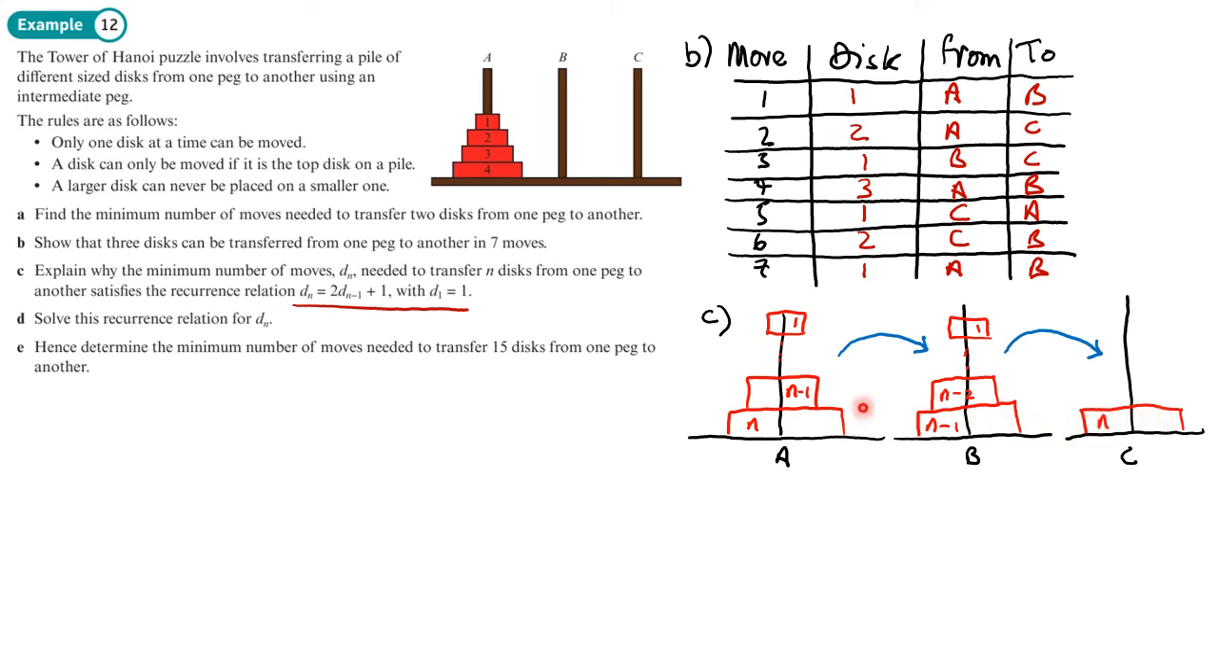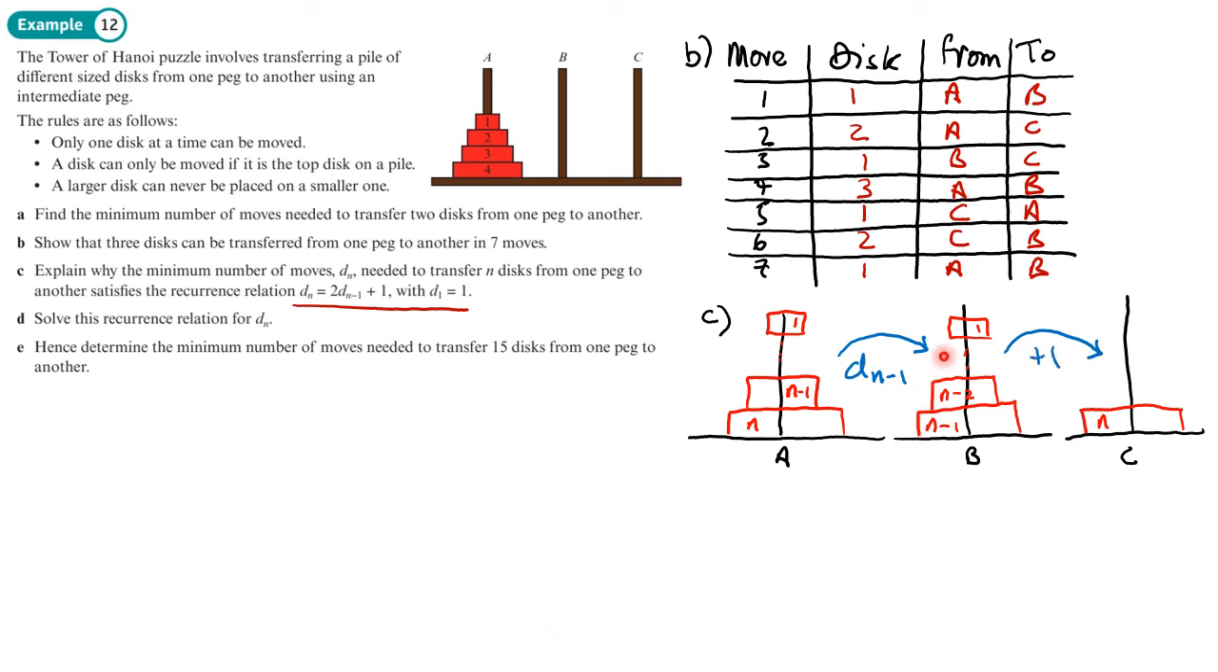So basically I need to get the biggest disk, disk number n, onto peg C. Now how am I going to do that? Well, to do that I need to move all of these disks above n to peg B here. Now we're told in the question that it takes dn moves to transfer n disks. Now if I'm transferring n minus 1 disks, the minimum number of moves it's going to take is dn minus 1. So it's going to take dn minus 1 moves to move n minus 1 disks onto this peg. Then it's going to take 1 move to move this disk here onto this peg. So I need to add 1 more onto that.